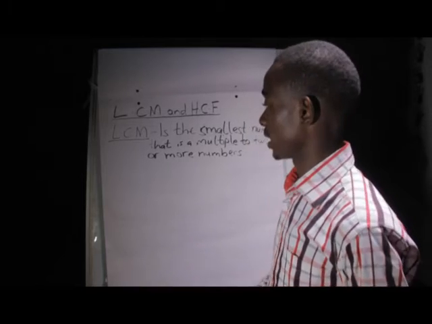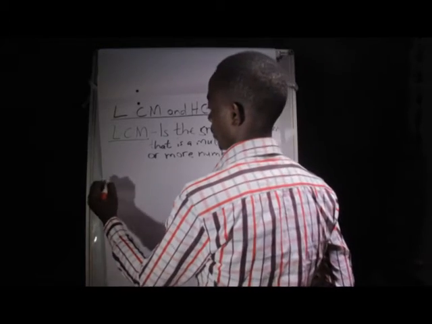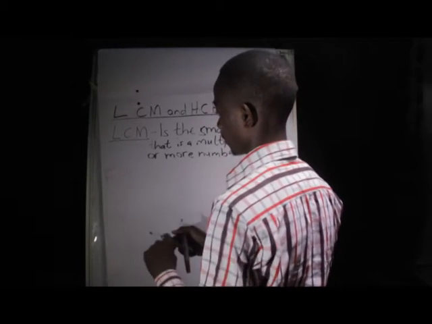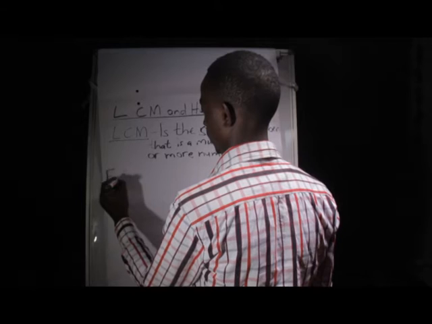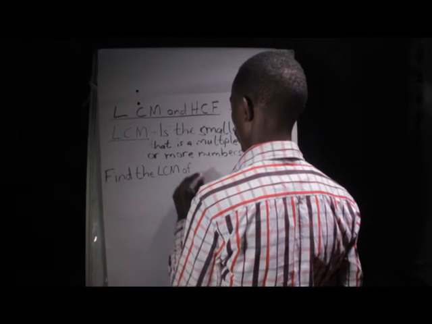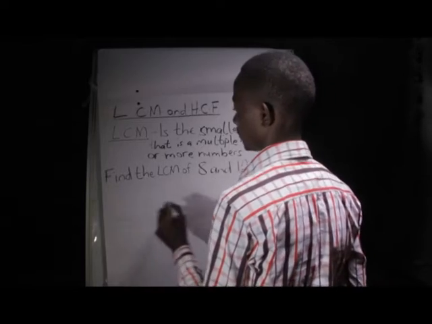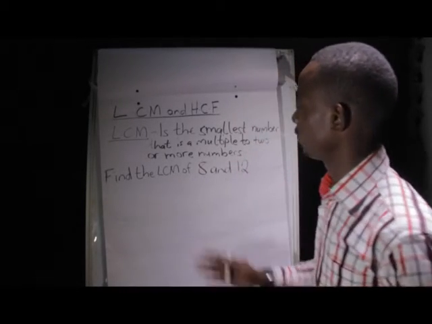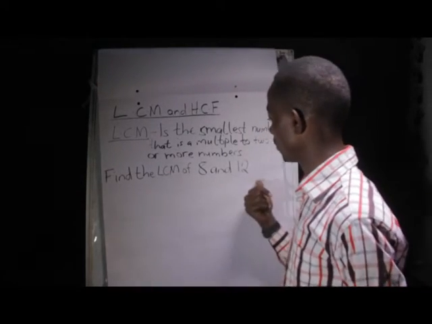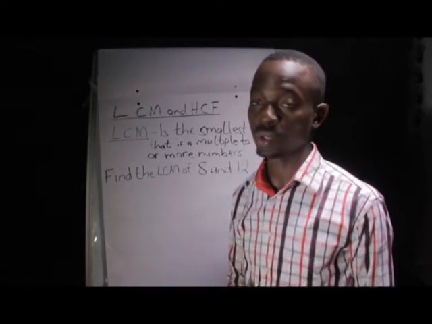For example, I can use an example to illustrate this, and we have two methods of looking for the LCM. Our example is: find the LCM of 8 and 12. That is my first example. Find the LCM of 8 and 12. In other words, look for the multiple that is common to both of them, but it is the least of the multiples. So, there are two methods of solving this.